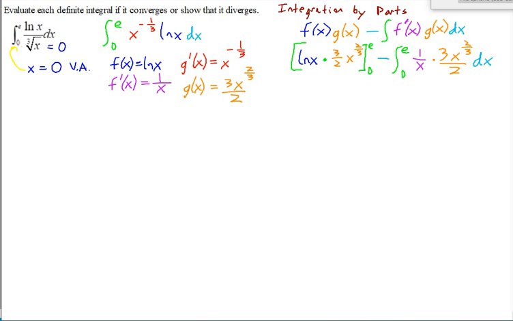Okay, so now on this one you can simplify a little bit. You could pull out the constant of 3/2 here. And then if you switch this to radical form, it might be a little easier to work with. This is the same as the cube root of x squared times natural log of x.